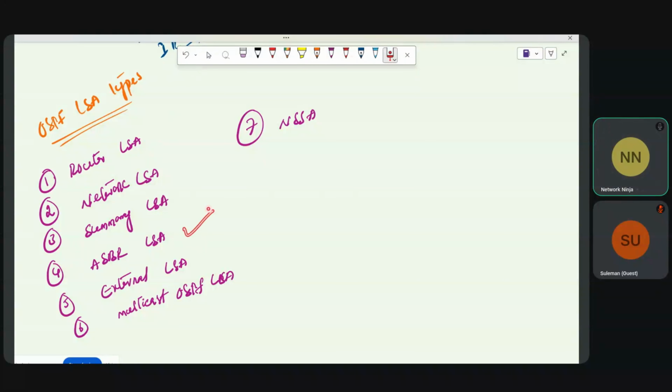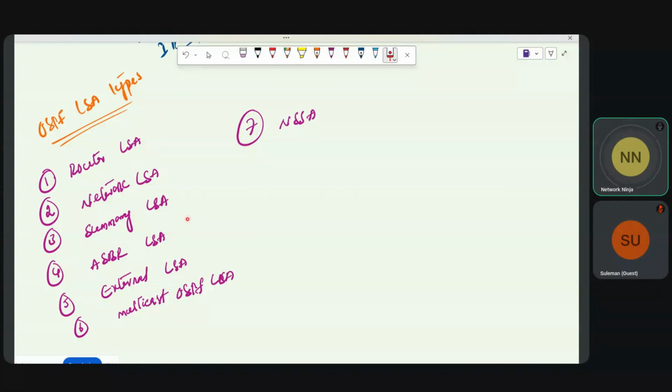ASBR, autonomous system boundary router. On behalf of the ASBR, the ABR is going to generate the ASBR's router ID, and it is going to be flooded to the different areas.